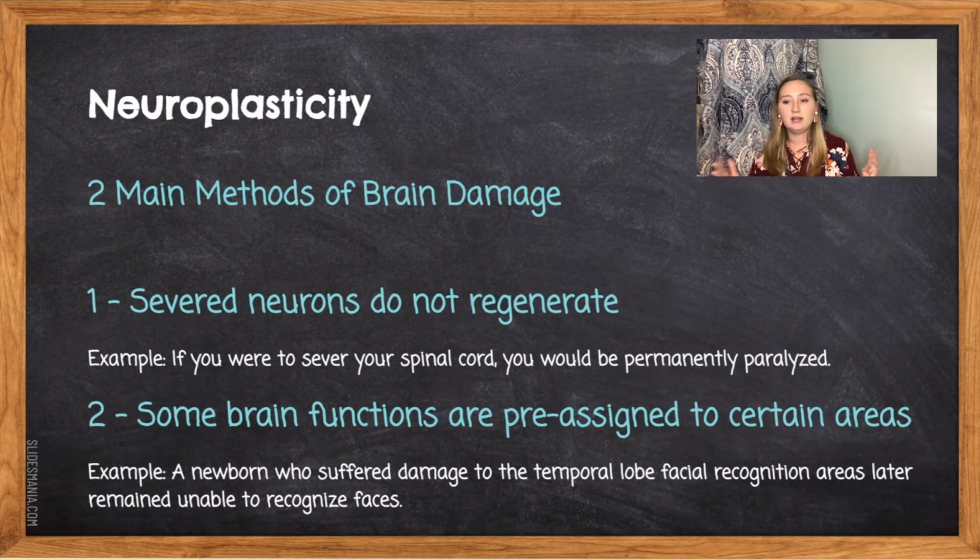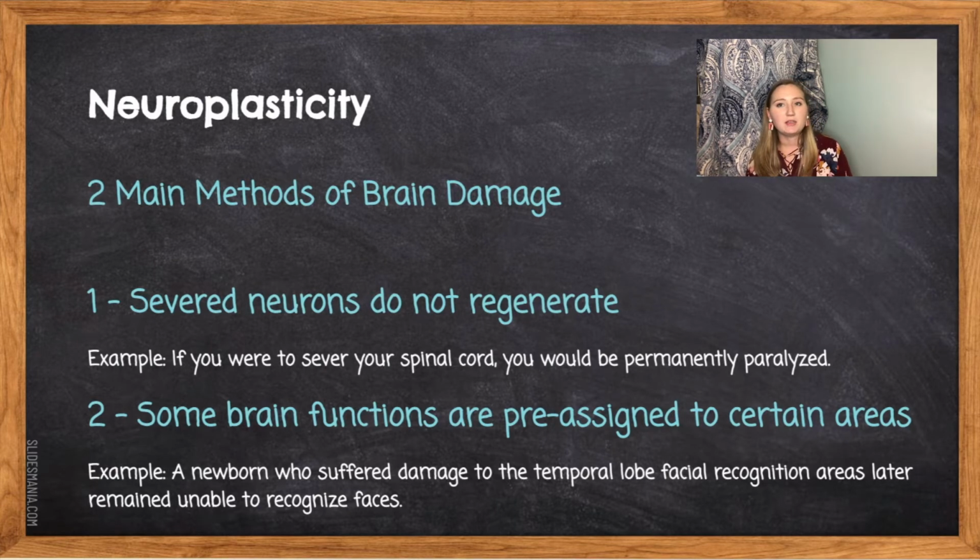Now on a macro level, for example, if you were to sever your spinal cord, it's probably not going to regenerate. You're going to be permanently paralyzed. But on a micro level, if you sever a neuron, if you destroy a neuron, it's not going to regenerate most of the time. It's very difficult for neurons to regenerate.